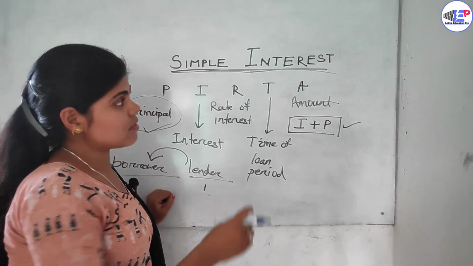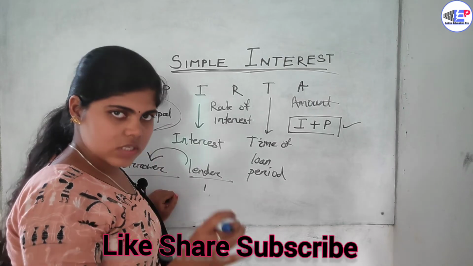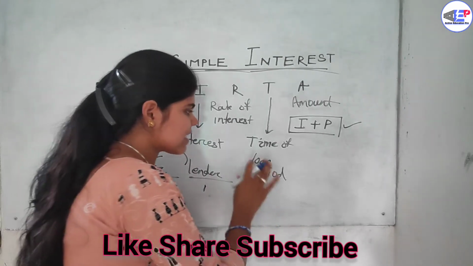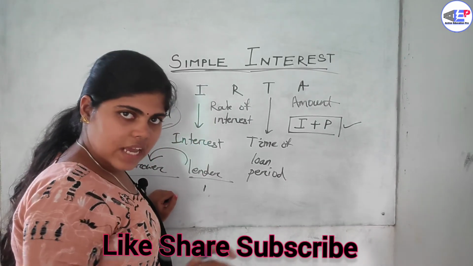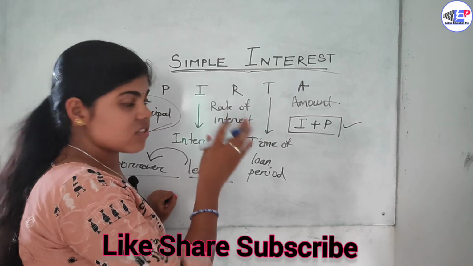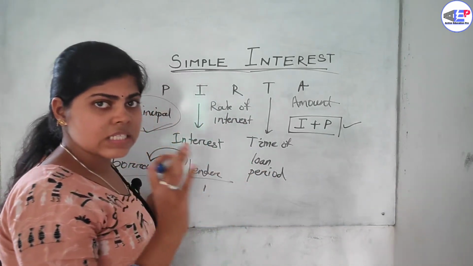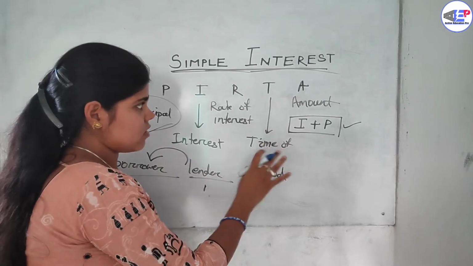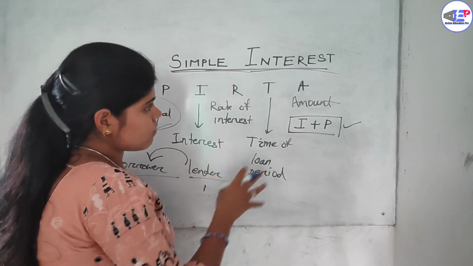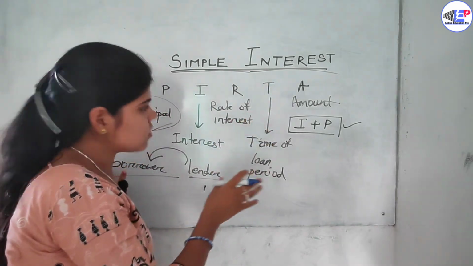Once again I repeat, simple interest means the interest which is calculated uniformly on the original principal value for the complete time of the loan period. From the starting to the ending of the loan period, the interest is calculated uniformly on the original principal. This is simple interest, and these are the 5 factors, the 5 letters affecting simple interest. With the help of these 5 letters, we can calculate the mathematics related to simple interest. This is P, I, R, T, A.